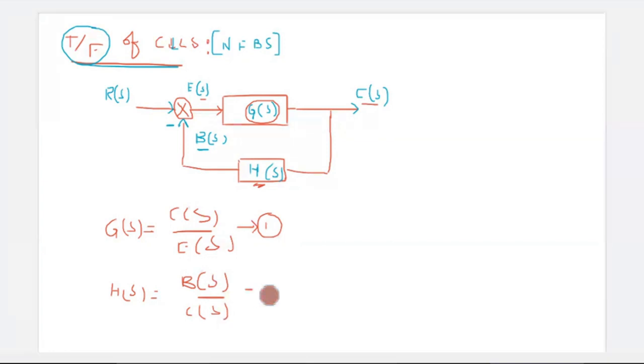From that, find out B of S. What's B of S from this equation? B of S is H of S into C of S. C of S into H of S or H of S into C of S, both are the same. Consider that as equation number 2. Similarly, find out E of S. What's the E of S here?